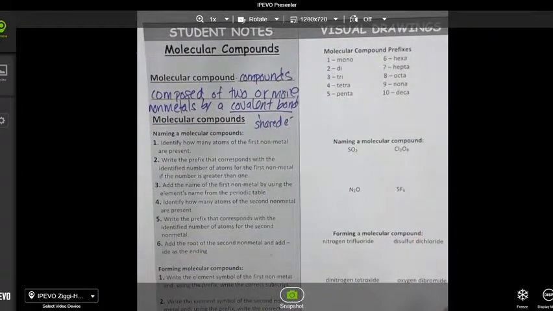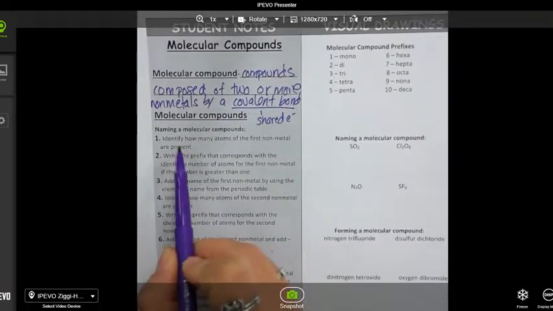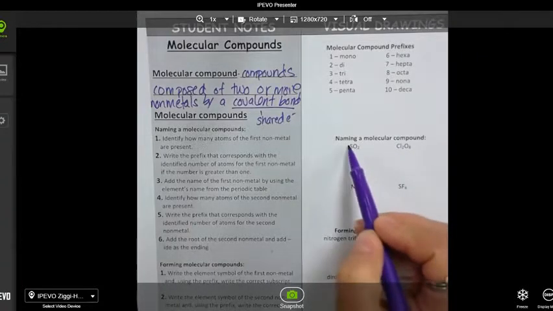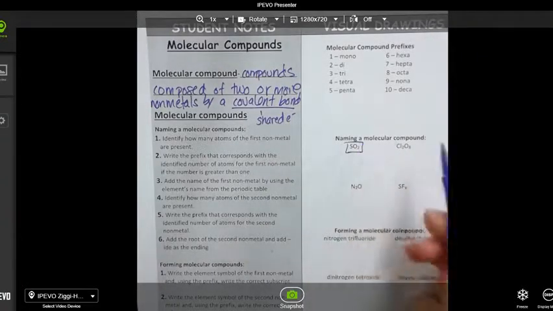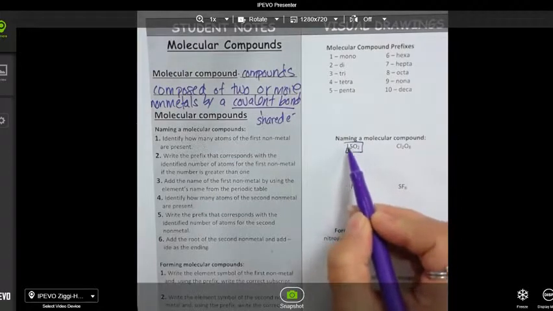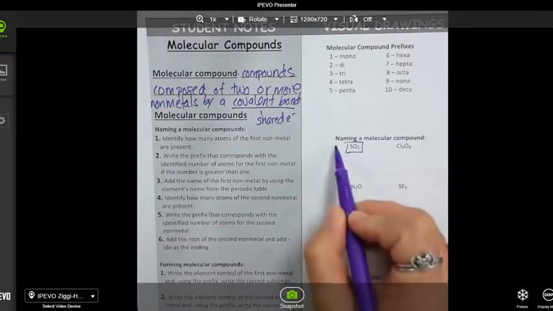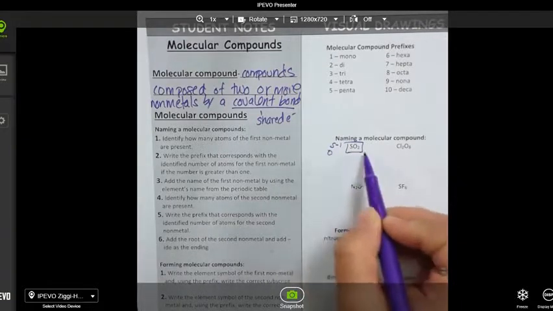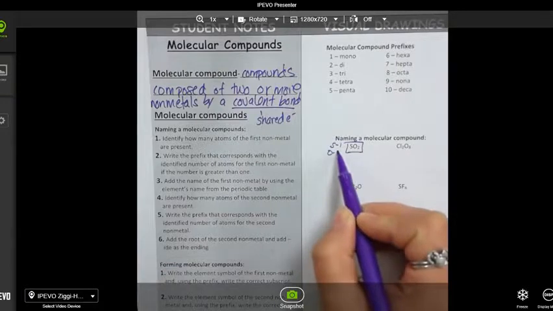Okay, so this is relatively easy. I think it's a little bit easier than ionic bonding, but you do have to do a little bit of memorization. Step number one is to identify how many atoms of the first nonmetal are present. If you take a look at this compound right here, we have SO2. How many sulfurs are in this compound? Well, there's one sulfur, because there's no subscript, so automatically we assume there's one. And how many oxygens are right here? Since there's a subscript of two, there are two.